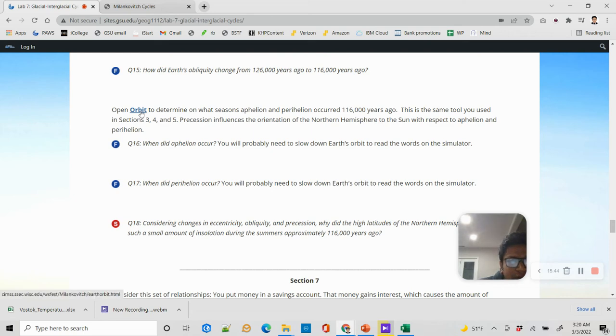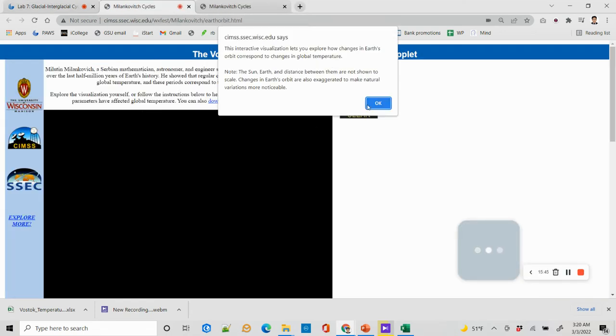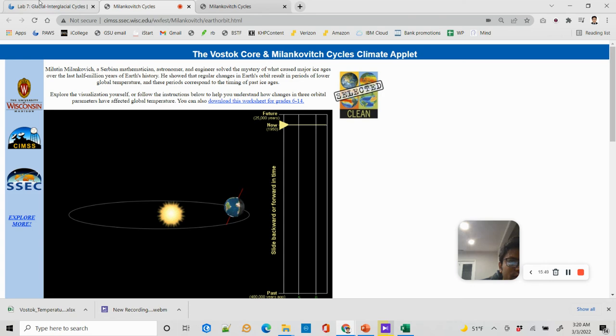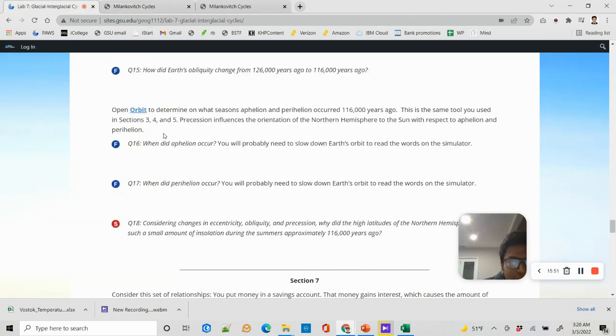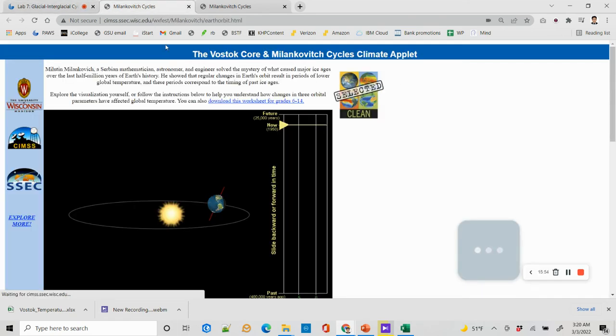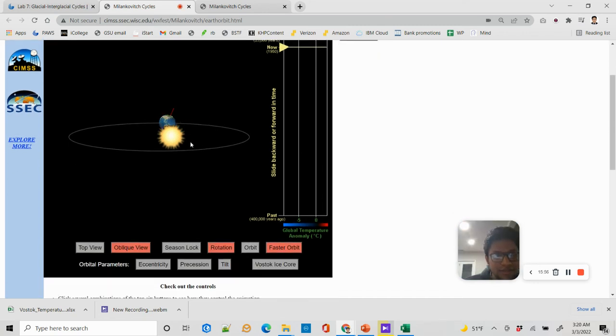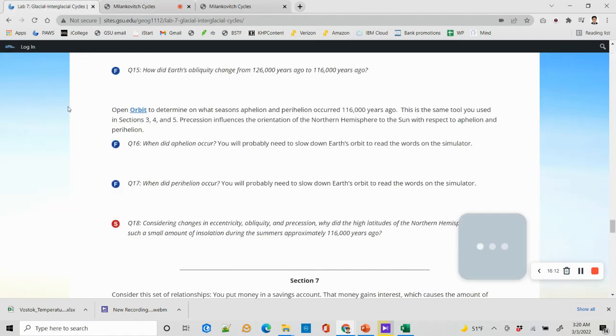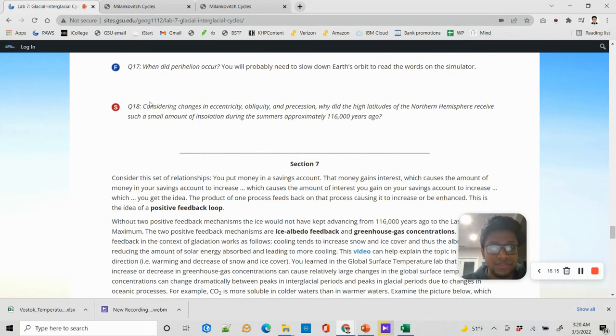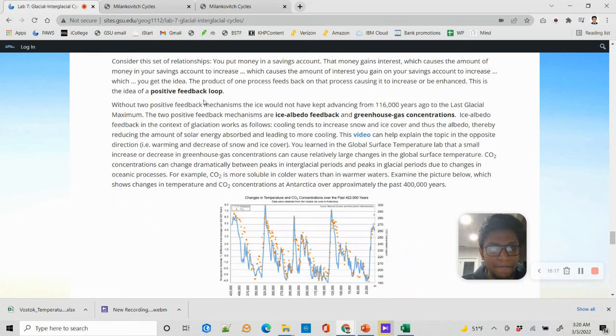And click orbit to determine what seasons. So again, you need to go there and follow the instruction in here. And what is aphelion? What is perihelion? Just look at the distance. When the Earth is here, the distance between sun and earth is comparatively low, than when the earth is here, the distance is really high. So there is one that is called aphelion, there is one that is called perihelion. So answer your question based on them.